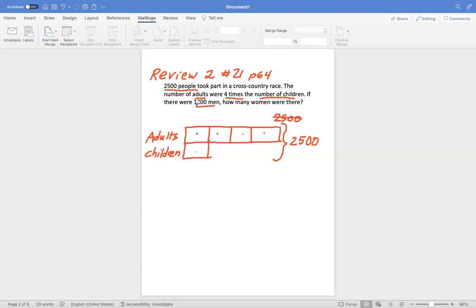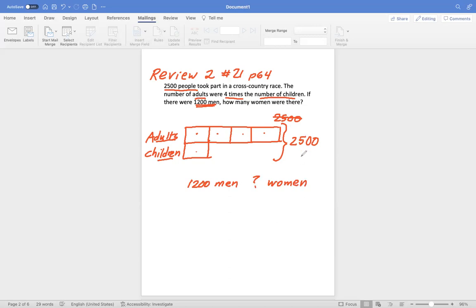Now, what other information do I have? There are 1,200 men. So how many women are there? Okay, I don't know which one of these are men or women. So I have a whole other group of information that I can't really do anything with because all I have is that I have adults and children. So I'm going to pause for a moment and ask myself, what do I know? And you might even write over here, 1,200 men. This is the other information that I can't really do anything with yet. How many women?